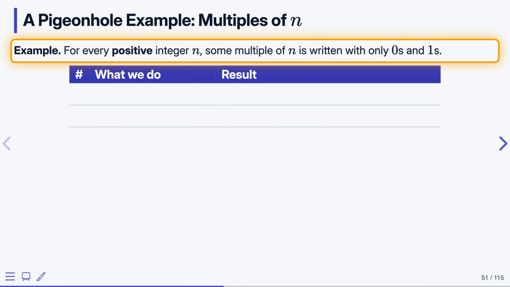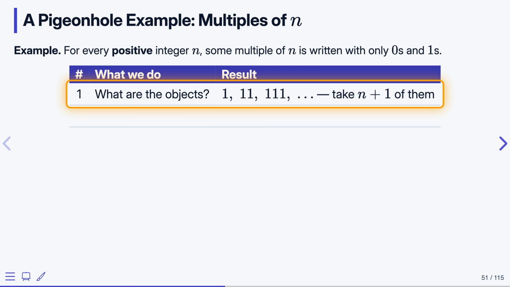Now a clever one. We claim that for every positive whole number n, some multiple of n is written using only zeros and ones. The number n must be positive, because we are about to take n plus 1 objects in n boxes. Step 1. Pick the objects. Take the numbers 1, then 11, then 111, and so on. Take n plus 1 of them, so the last one has n plus 1 ones.